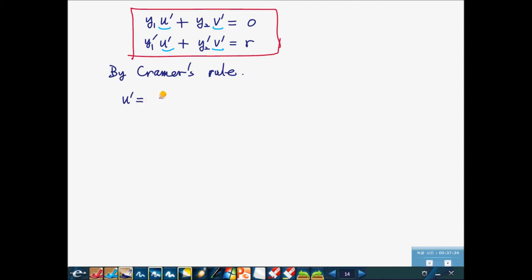U prime is W1 over W, W2 over W. Okay, W is the determinant of the coefficient matrix: y1, y2, y1 prime, y2 prime. This W is eventually what? It becomes the Wronskian. We didn't do anything related to the Wronskian, but it became the Wronskian, right? It's just Cramer's rule. We didn't intend to have the Wronskian here, but it eventually became the Wronskian.